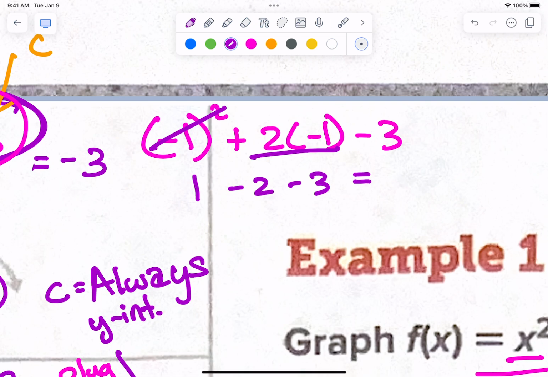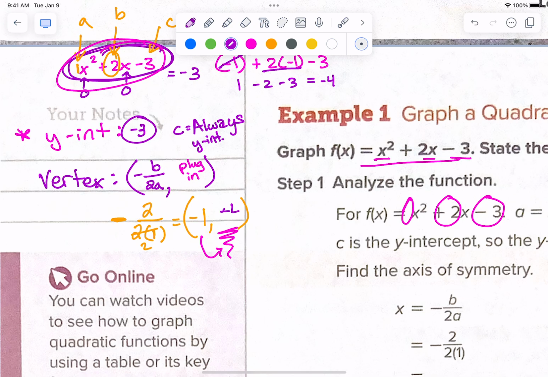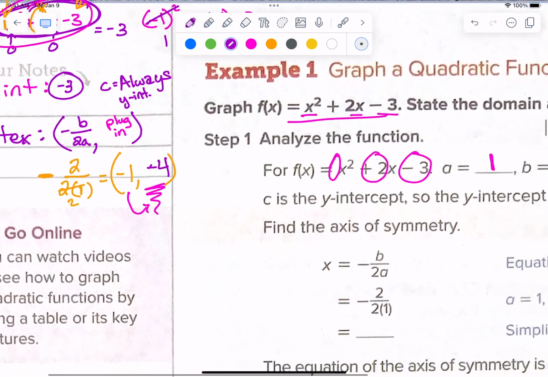That becomes out to be, is Brady right? I'm right. Negative 4. So negative 1, negative 4. There we have it. Okay, I'm going to go down to my graph.